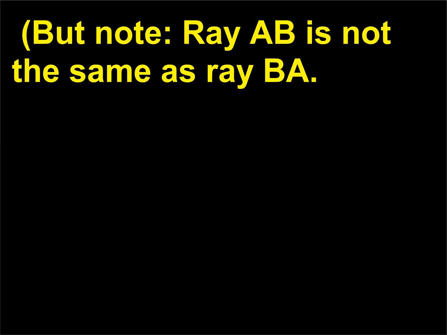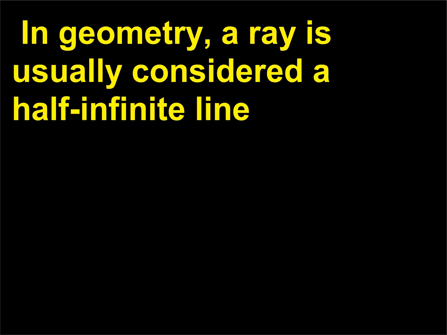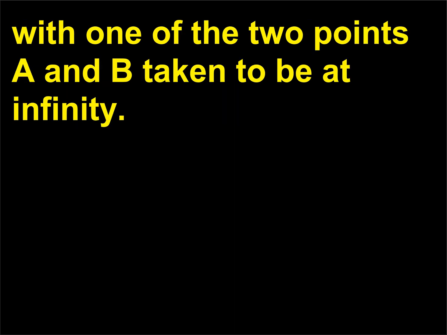But note, ray AB is not the same as ray BA. If the initial point is not included, the resulting figure is called a half-line. In geometry, a ray is usually considered a half-infinite line, with one of the 2 points A and B taken to be at infinity.